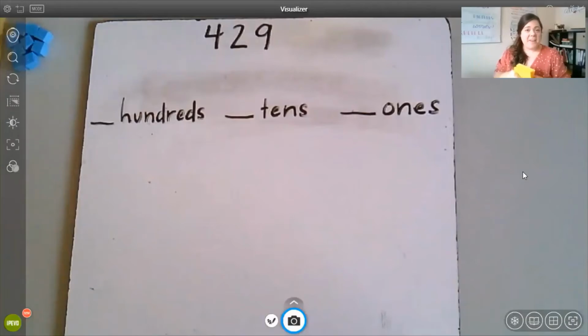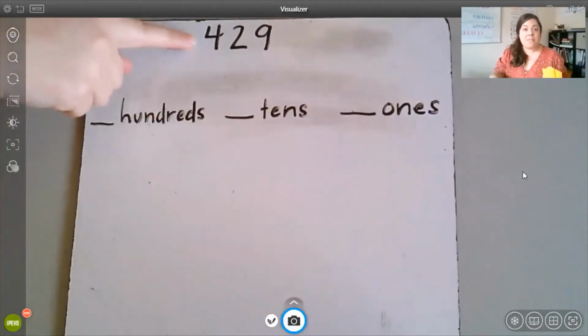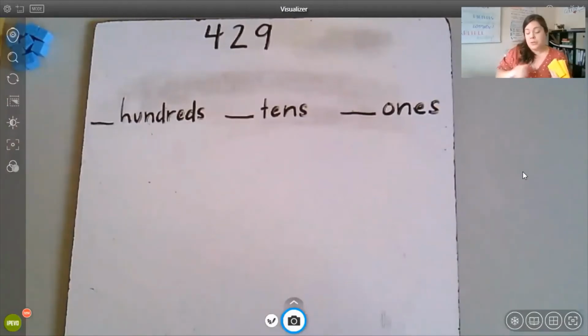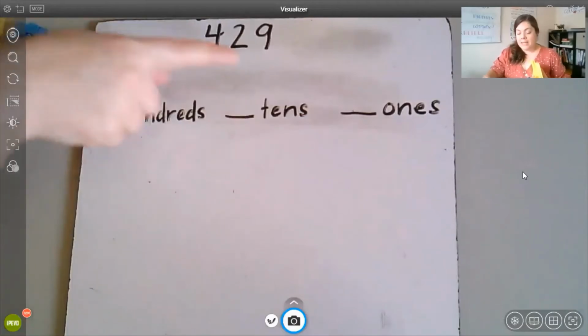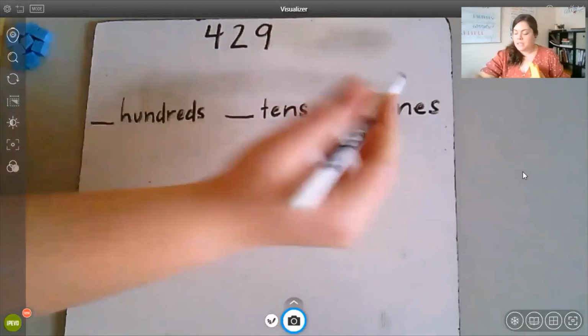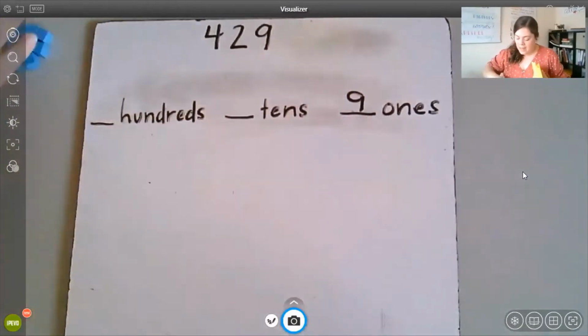Let's take a look at another example. Our new number is 429. Just like we did the last time, the first way that I'm going to represent this number is with as few blocks as possible. And I'm going to make sure to use what the number is telling me to help me do that. All right, so looking at our place value positions, I see a 9 in the ones place, so I know that I need to have 9 ones.